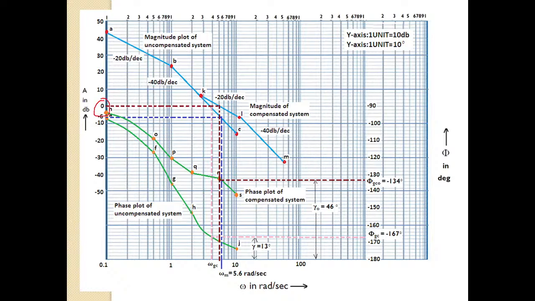So you just observe the dark brown line here. From zero, draw a dotted line towards your new magnitude plot. Wherever it intersects your new compensated magnitude plot, draw a vertical line towards the x-axis, and it will intersect your compensated phase plot at some point. You can see here this dotted brown line is intersecting the phase plot at some point. From there, draw a horizontal line towards the phase axis. You will get phi GC naught.